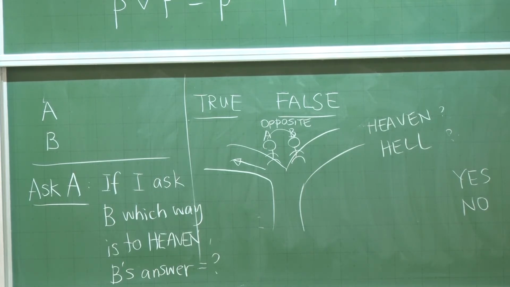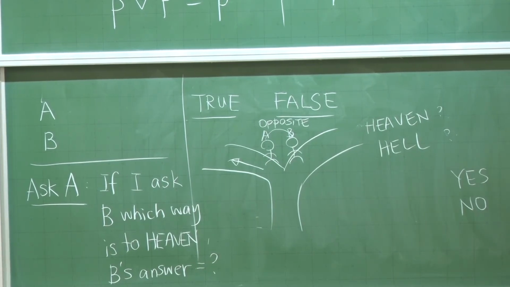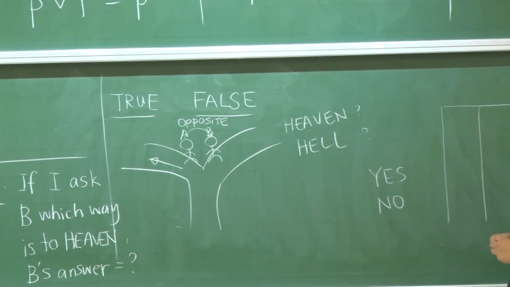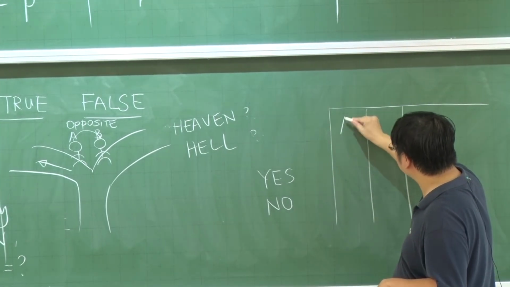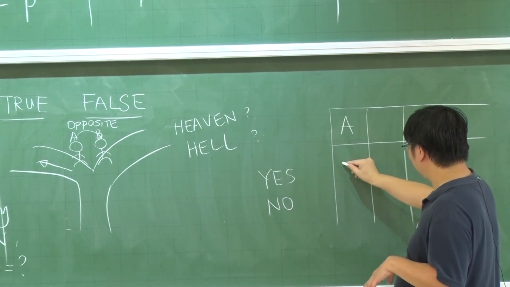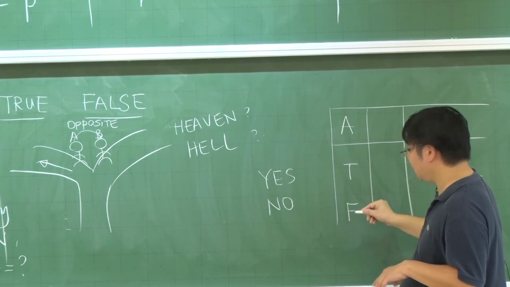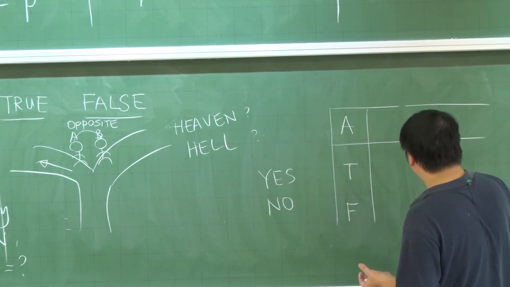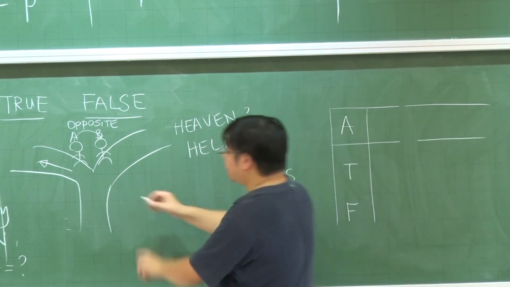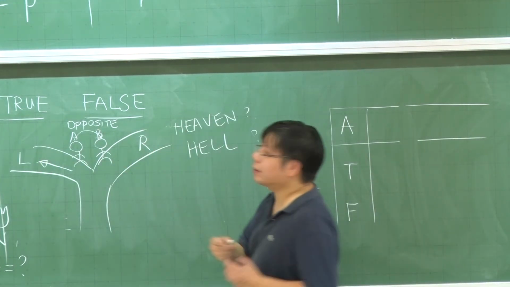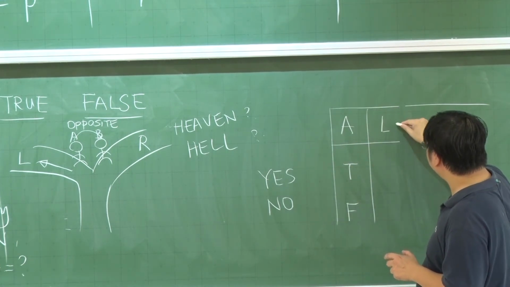So to solve this problem, we can actually use the truth table again, because the truth table can capture what is going on. So there are four cases. A can be true type or false type, right? Let's say one side, let's say this is the left side, and this is the right side. So the other case is left is for heaven.